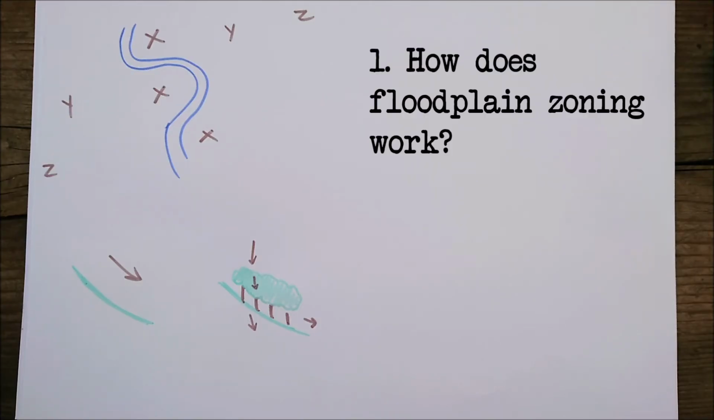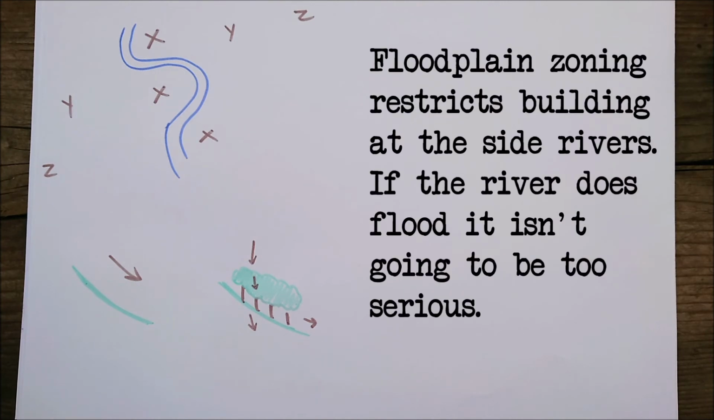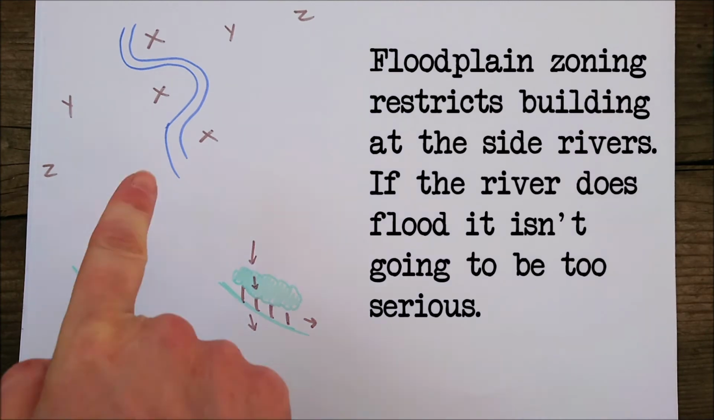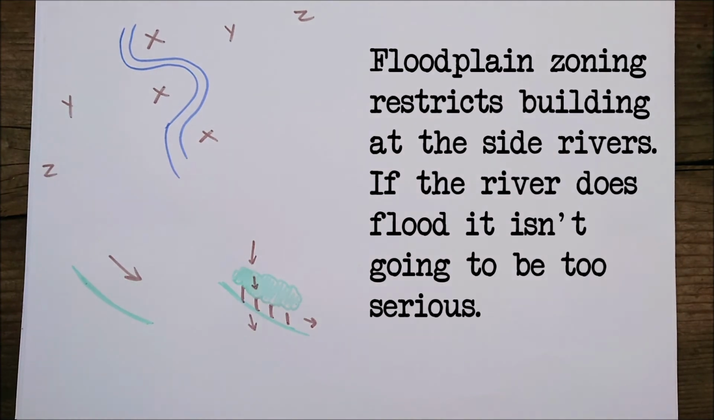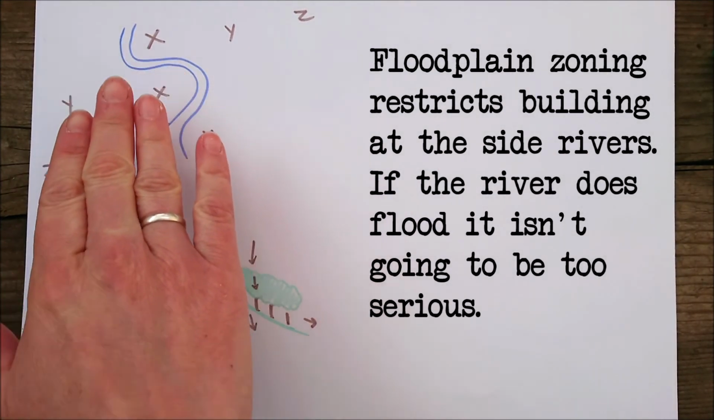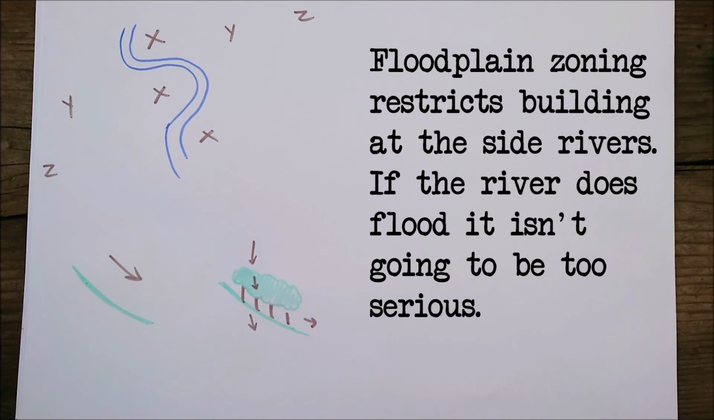Question 1. How does floodplain zoning work? Floodplain zoning restricts building at the side of the rivers, and this means that if the river does flood, it isn't going to affect anything too serious.